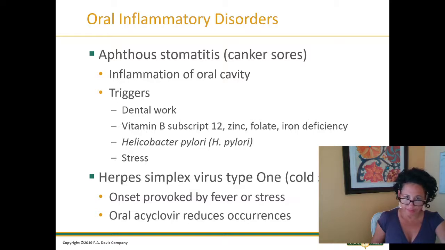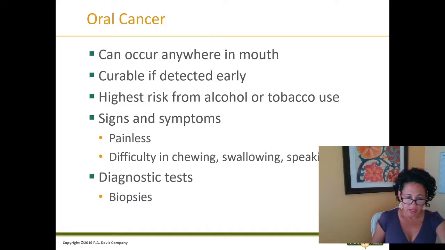Inflammatory disorders can be triggered from any of these things here. Oral cancers can occur anywhere in the mouth. You can see quite a bit of baseball players that have used chew. They're a frequent, or popular, population to have oral cancers because they do that, but it affects all different types of people.